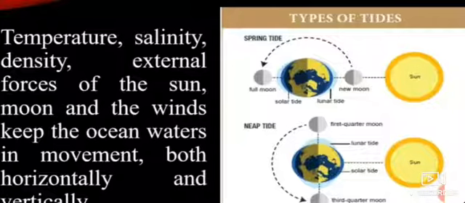When the sun and the moon are at a right angle, their gravitational forces work against each other, causing low tides called neap tides. A neap tide occurs between two spring tides, that is, twice a month, when the first and the last quarter of the moon appears.